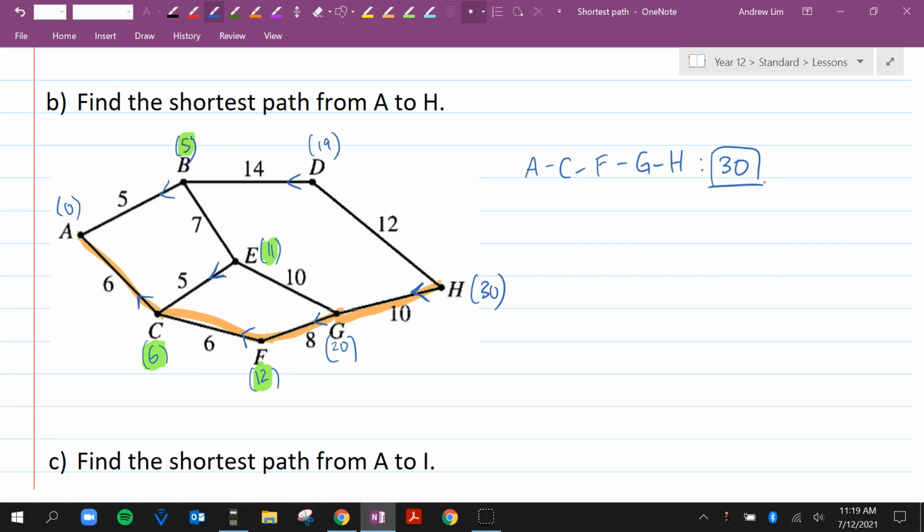Okay, so you can see if we were to have a look at this one right here, 26 plus 5, that's 31, which is more than 30. If we were to take this route, 12 plus 20 is 32, that's going to be longer. Okay, we will take this route here, 11 plus 20 is 31, that's also going to be longer. So what we've highlighted in orange is the shortest path.